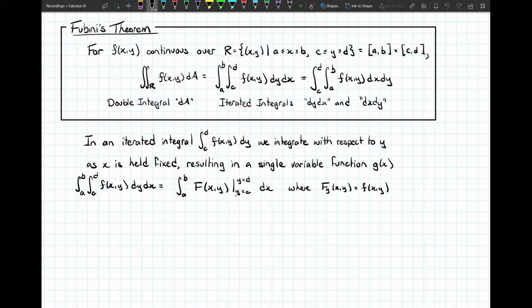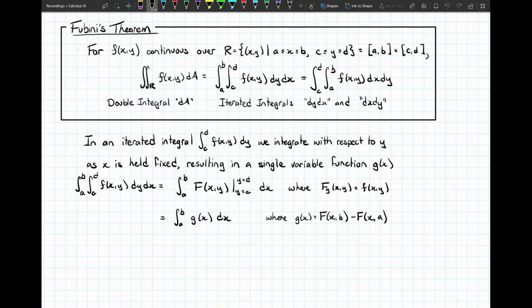Now, we still need to evaluate from y equals c to y equals d. And when we do that, we shouldn't have any y's left in our expression anymore. At this point in time, we'll just have a function of one variable. Maybe we could call that g of x. G of x is really just capital F evaluated at (x, b) minus capital F evaluated at (x, a) by the fundamental theorem of calculus that we learned with single variable calculus.